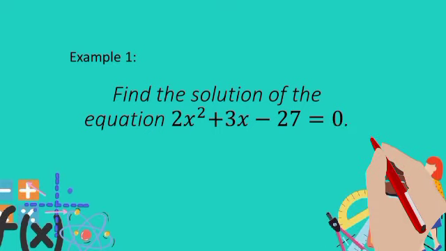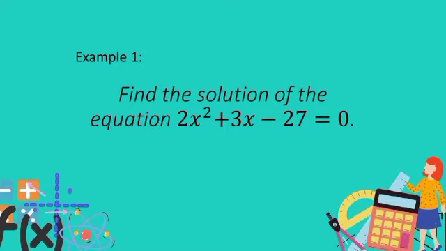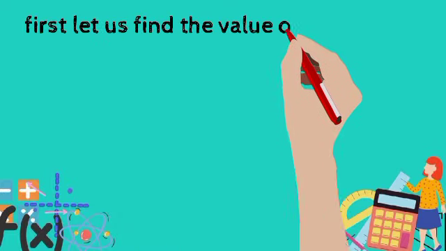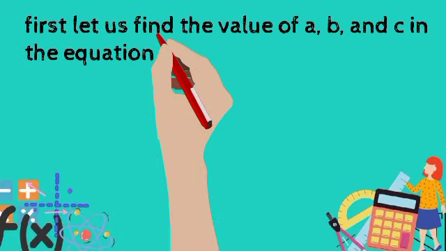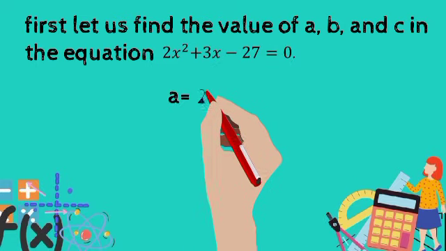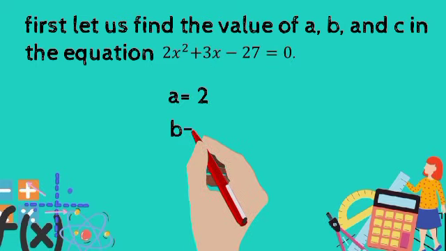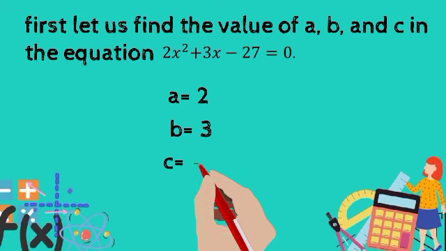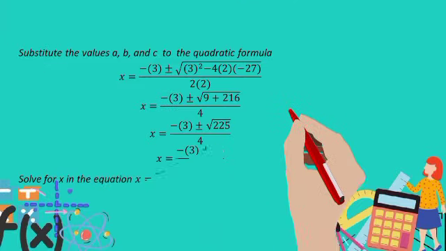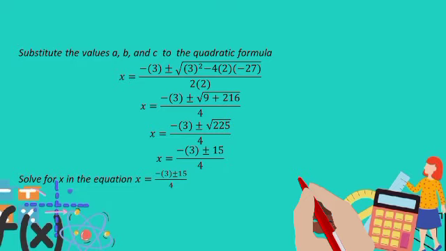Find the solution of the equation 2x squared plus 3x minus 27 equals 0. First, let us find the values of a, b, and c in the equation. So a equals 2, b equals 3, and c equals negative 27. Now, let us substitute all the values we obtained in our quadratic formula. So we have negative 3 plus or minus the square root of 3 to the power of 2 minus 4 times 2 times negative 27, all over 2 times 2.